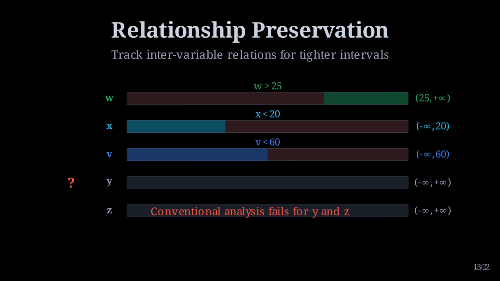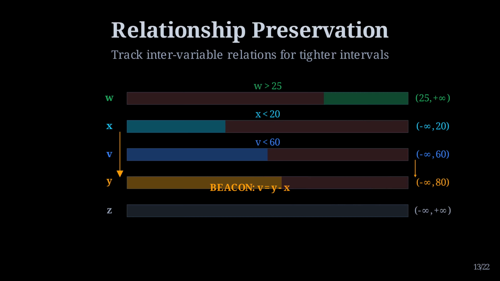Beacon handles this differently. It introduces two additional inference rules, rules 7 and 8 in the paper, that propagate interval bounds through expressions. Since v equals y minus x and v is bounded below 60, the expression y minus x must also be below 60. Now, using standard interval arithmetic, if y minus x is below 60 and x is below 20, then y must be below 80. That's a meaningful constraint that conventional analysis would have missed entirely.